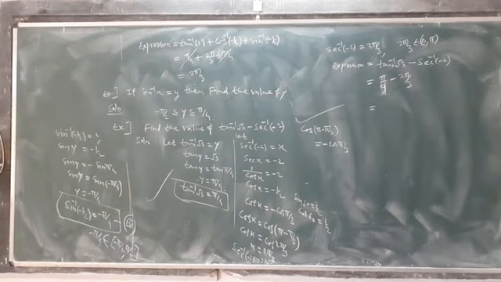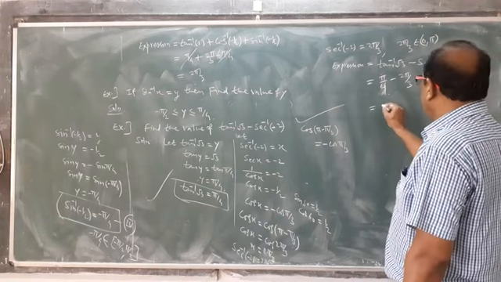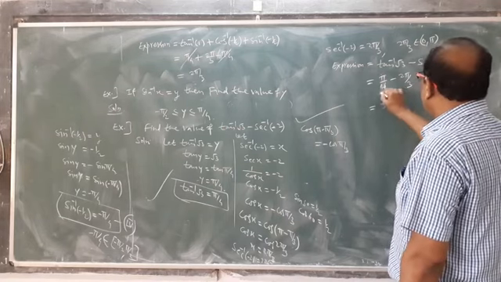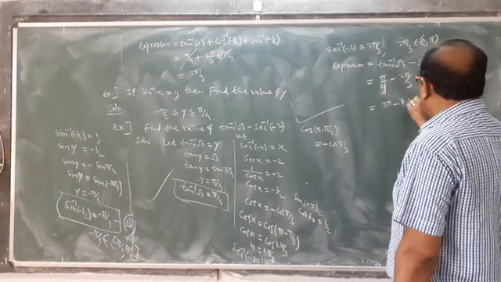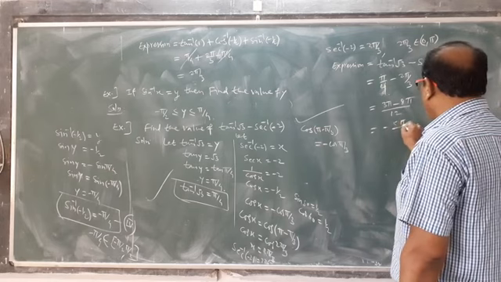Therefore, taking the common denominator, we get pi upon 3 minus 2 pi upon 3, which is equal to minus pi by 3.